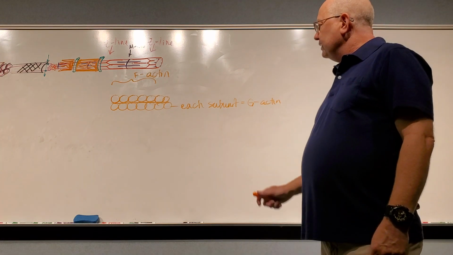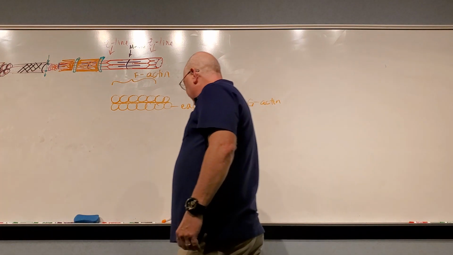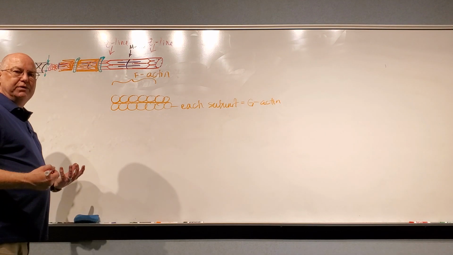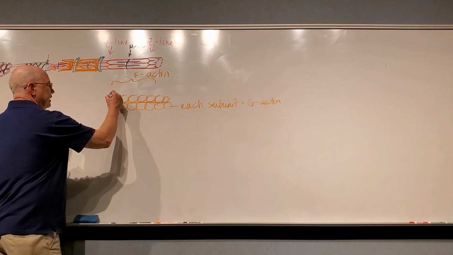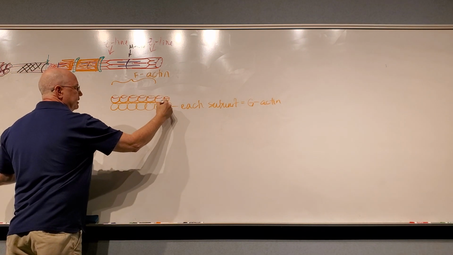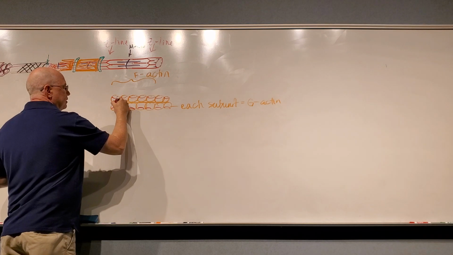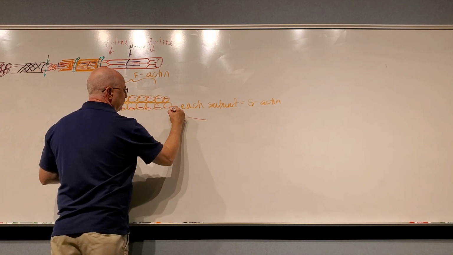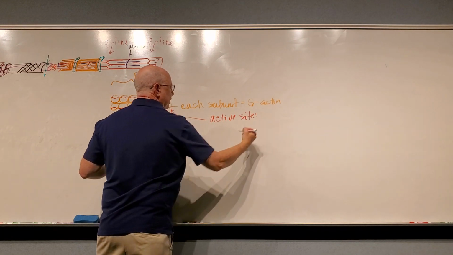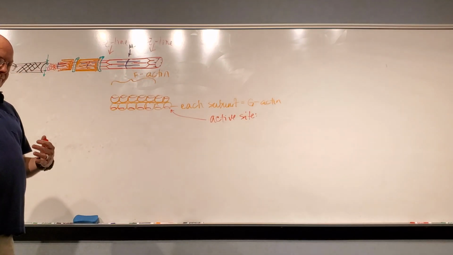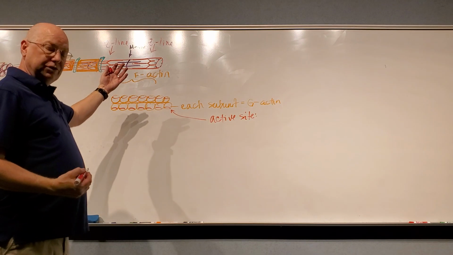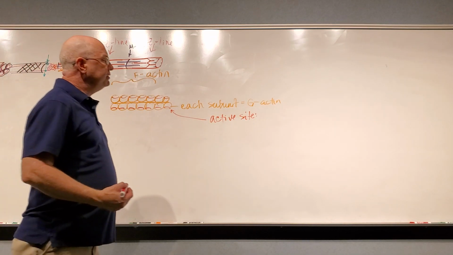Anyway, so these G-actin subunits each have an area on them where some activity takes place. It's kind of a binding site, and we call it an active site or a binding site. There's a region on each one of these where some activity can take place. That area on each one of these is called the active site. The active site is where another molecule, the large or thick myofilament, myosin, can bind.